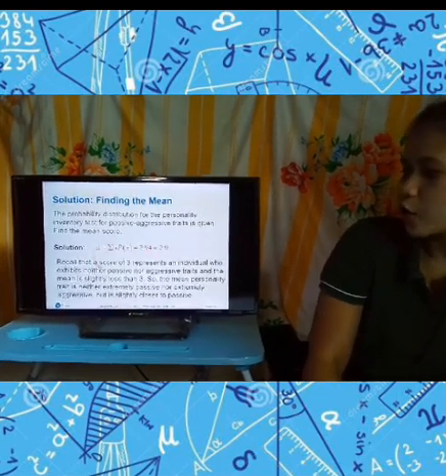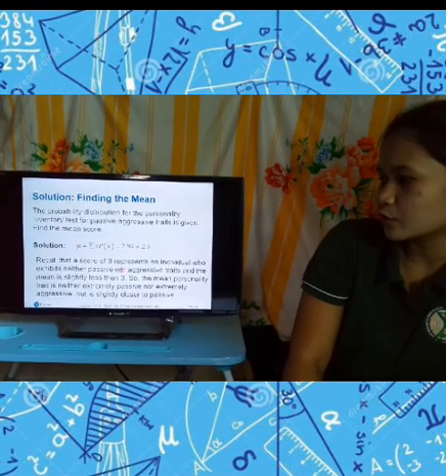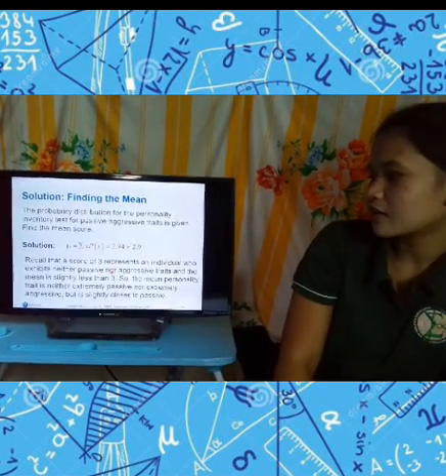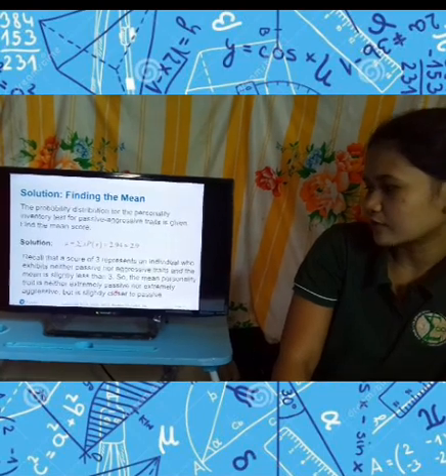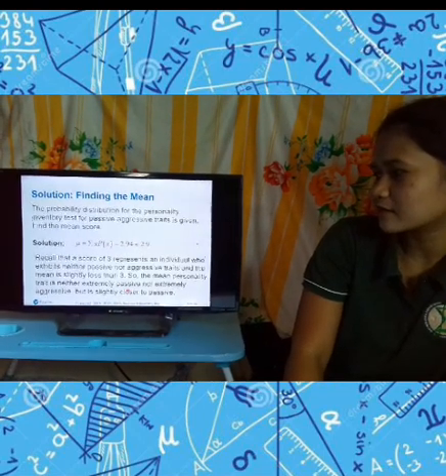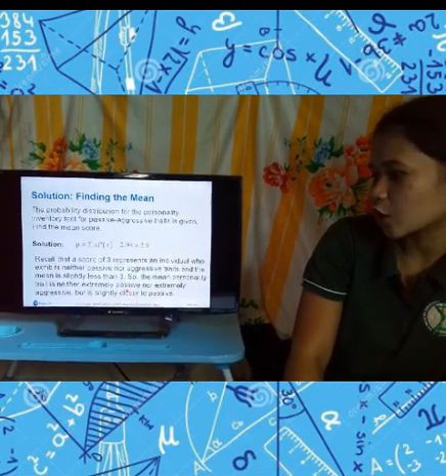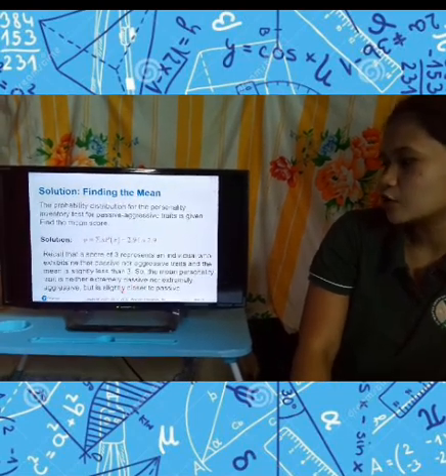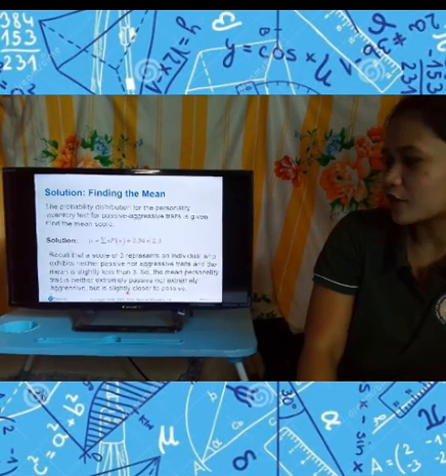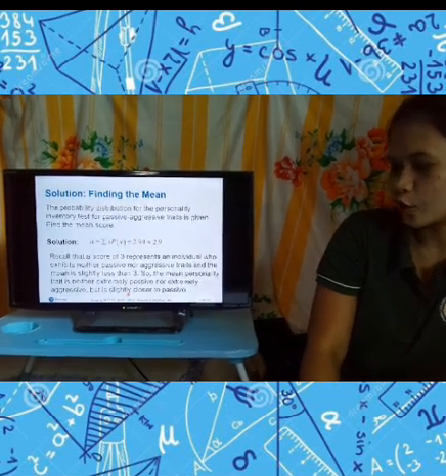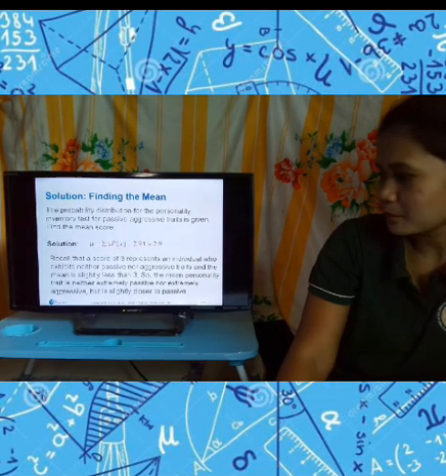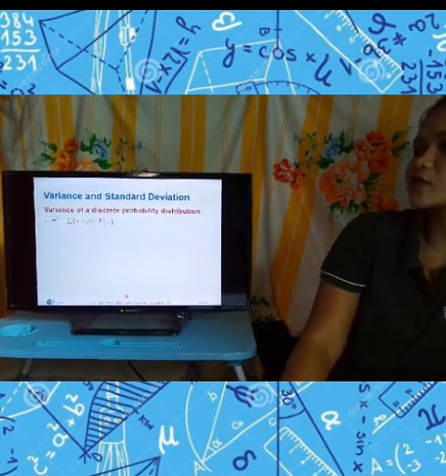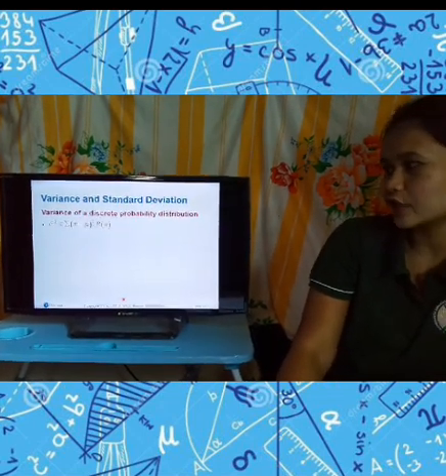Recall that a score of 3 represents an individual who exhibits neither passive nor aggressive traits, and the mean is slightly less than 3. So the mean personality trait is neither extremely passive nor extremely aggressive, but is slightly closer to passive. Okay, next, let's proceed to the variance and standard deviation.